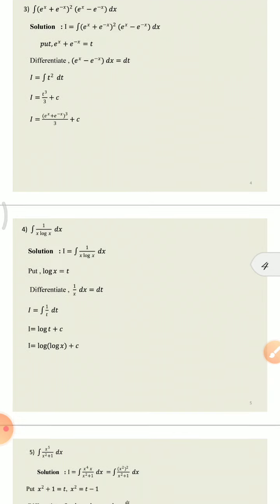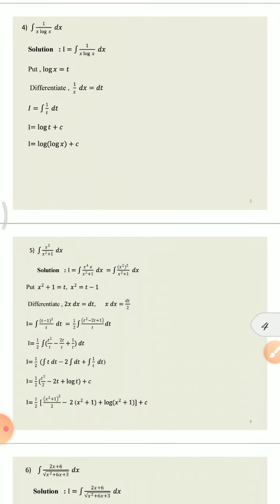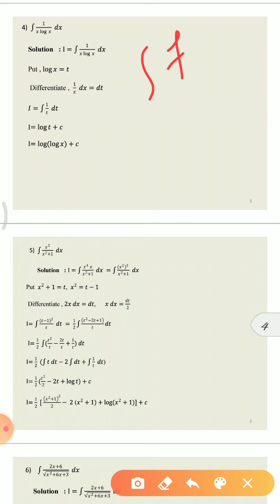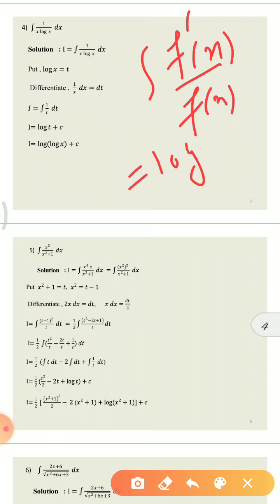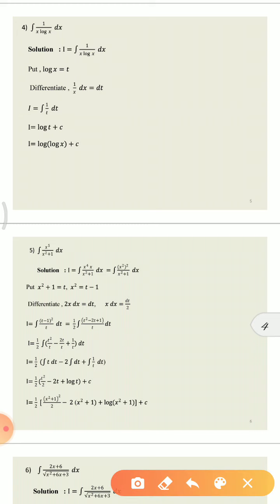Okay, next question, question number 4. Let us see here, question number 4. Integration of 1 upon x log x dx. Okay, you know the integration of 1 by x is log x, and the derivative of log x is equal to 1 by x here. Or you can directly substitute the formula: integration of f dash of x upon f of x is equal to log of f of x plus c. Either apply this formula, or solve by the substitution method.